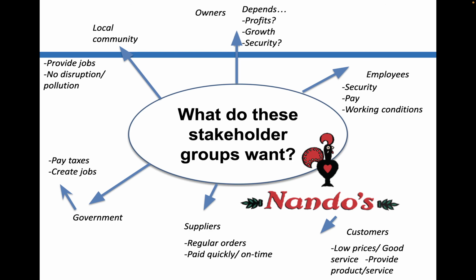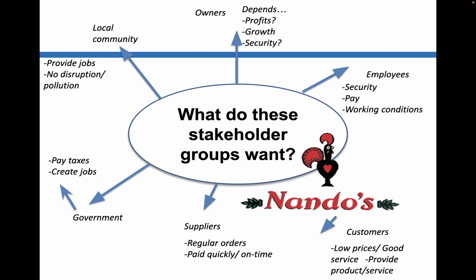Employees are internal stakeholders. They are likely to want security in their job to make sure that they're not at risk of losing their job. They'll want decent and fair pay. They'll want also nice working conditions, safe working conditions. Customers are external. They like to want low prices or maybe fair prices, good service. They want a good product or service being supplied, otherwise they're not going to buy it.